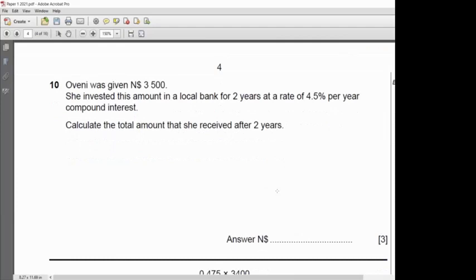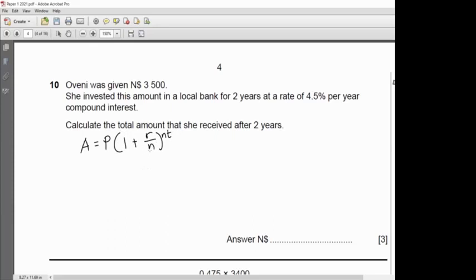Okay, then number 10, Oveni was given $3,511. She invests this amount in a local bank for 2 years at a rate of 4.5% per year. Compound interest, calculate the total amount that she received after 2 years. Now, as you know, with compound interest, there's this formula that we use. A is equal to P multiplied by 1 plus r over n to the power of nt.